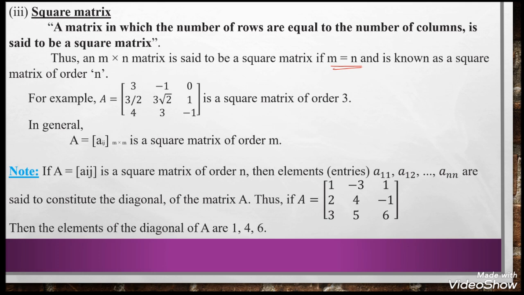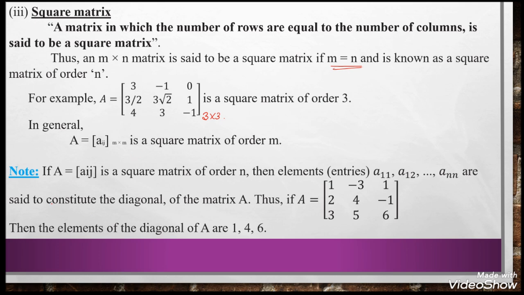Example: consider the matrix A containing the elements 3, -1, 0, 3 by 2, 3 by root 2, 1, 4, 3, -1. It has 3 rows and 3 columns. Therefore, the number of rows is equal to the number of columns, so it is a square matrix. In general, A equals Aij of order m cross m is a square matrix. Again, there is a note point here.